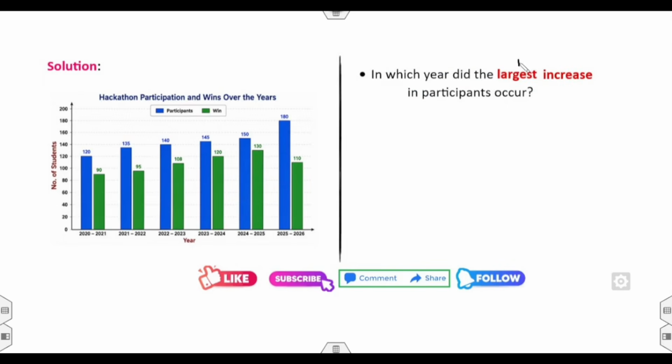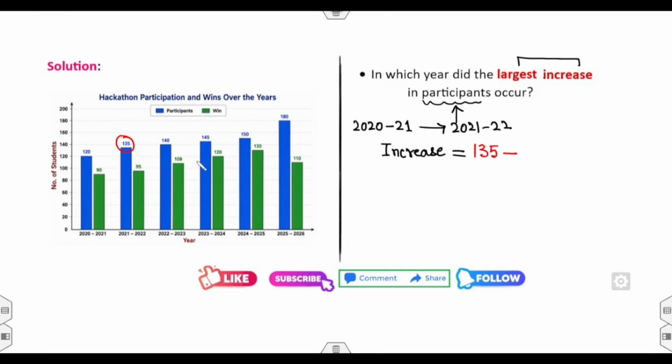In which year does the largest increase in participants occur? Increase in participants, they are asking you about the increase. Fine. So what is the meaning of the increase? If you find the increase from the year 2021 to 2022, what is the increase? I can find the difference. That means 135 minus the previous one. So the increase is 15.